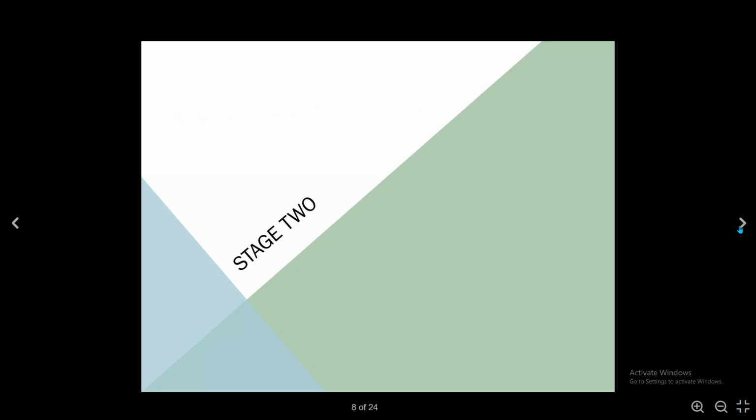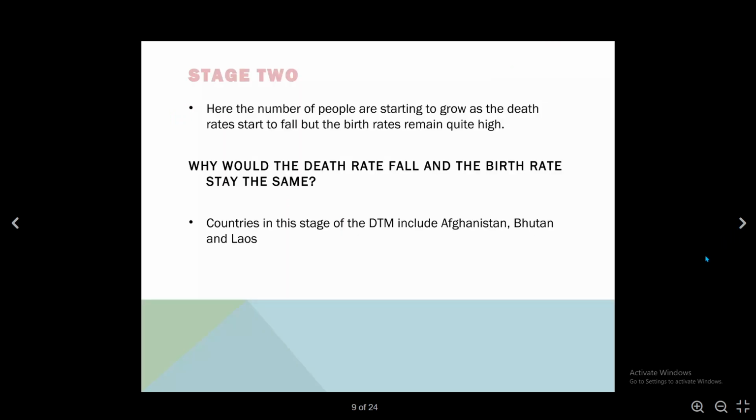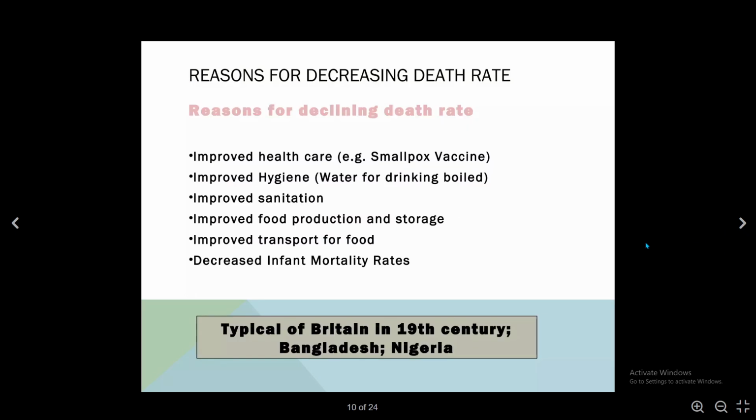Stage 2, there are countries in stage 2. So here the number of people are starting to grow as the death rate starts to fall, but the birth rate remains quite high. So these countries would be considered Afghanistan, Bhutan, and Laos, and a lot of our African nations as well. So the reasons for the declining death rate.